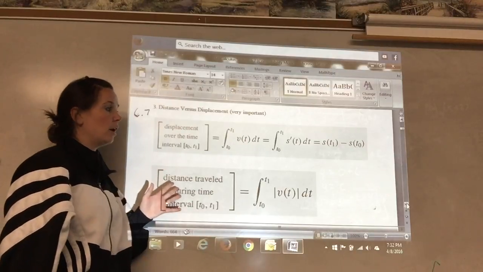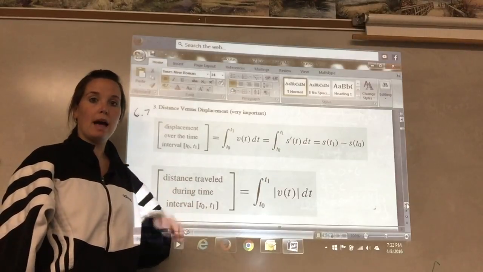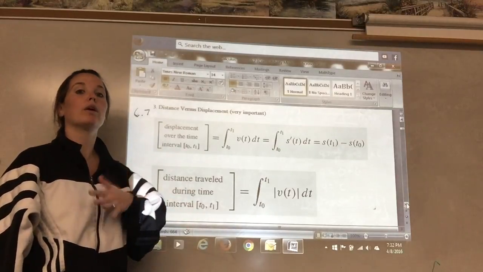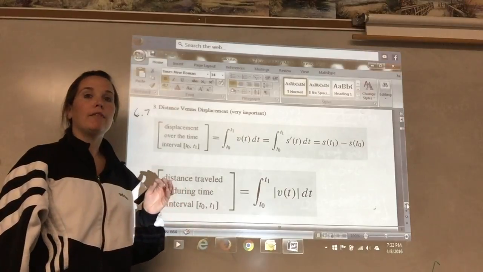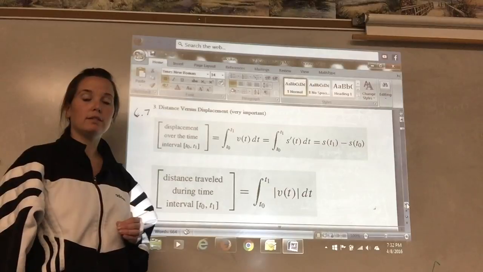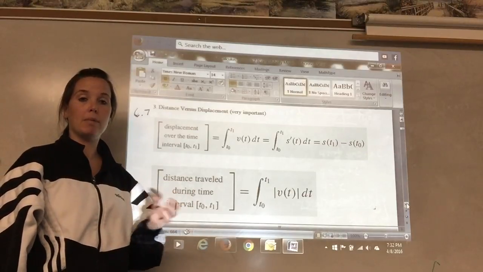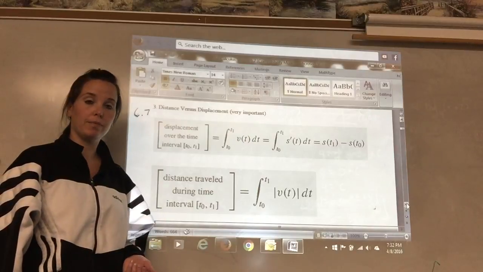I want to just throw a real-life example at you first. If you are driving from your house to ShopRite, and then you're going back home, if I ask you the distance that you traveled, the total distance would include going there and coming home. So you would add up the miles going and the miles coming home.